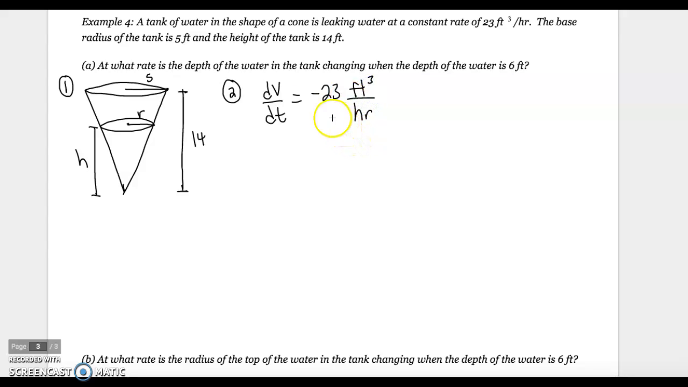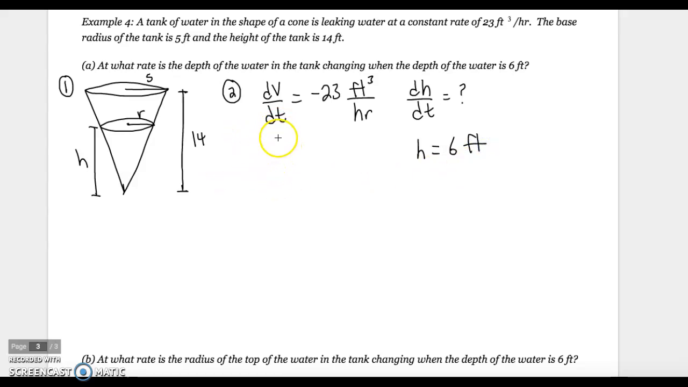We also know in part A, it says at what rate is the depth of the water changing, or I called it height, the depth of the water changing. So we're looking for dh/dt. That's our unknown, when the depth of the water is 6 feet. So when the height of the water is at 6 feet.